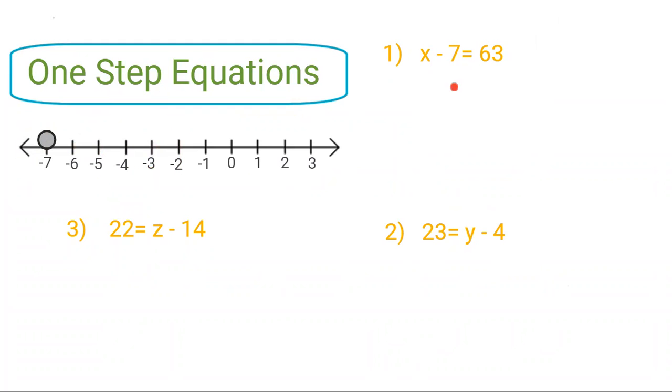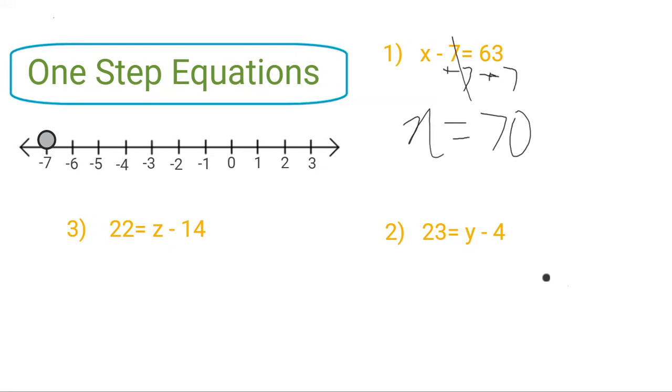If you go this way, it means you're increasing the number, but if you go this way, it means you're decreasing the number. So I'm going to go this way because we're adding 7, so we're going to increase the number. So if I add 7, 1, 2, 3, 4, 5, 6, 7, then you get to 0. So that just cancels out, and 0 is nothing, so you can just take it away. So if you add 7 to both sides, because we want to keep our equation balanced, this cancels out, and then x equals 70, since 63 plus 7 is 70.